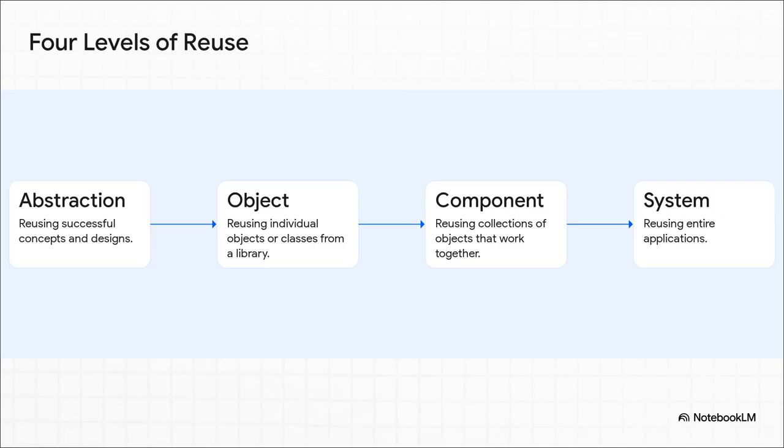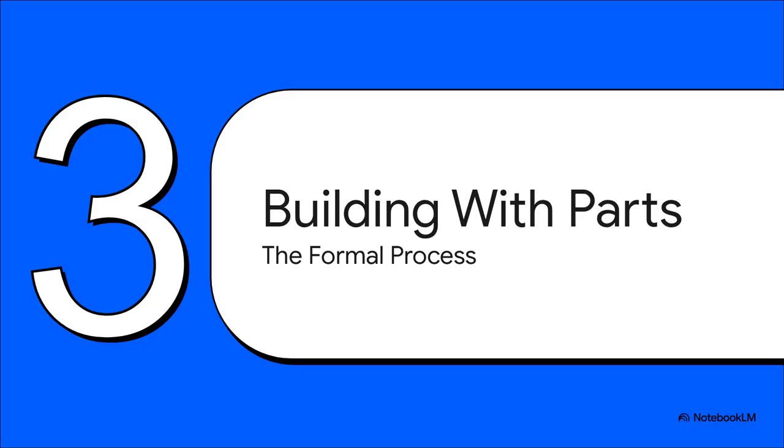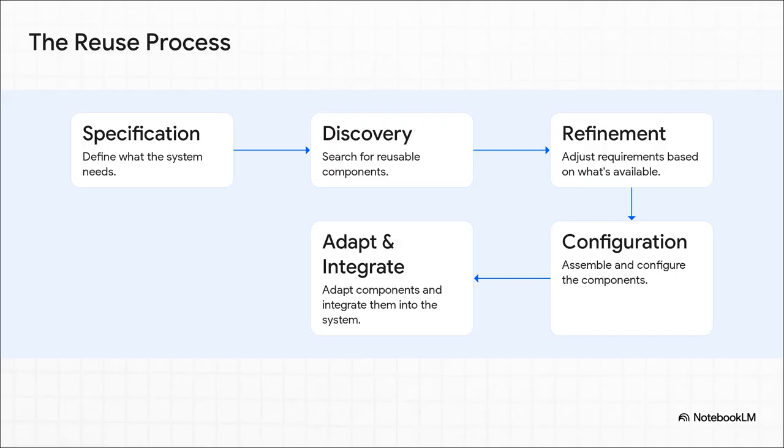an even bigger system. That all makes sense conceptually, but how do developers actually put this into practice on a real project? What does that look like? Well, it follows a formal process that really flips traditional development on its head. You start by figuring out what you need, but then, instead of just starting to design from scratch, developers go into a discovery phase to hunt for reusable components. And here's the key: they might actually tweak the original requirements based on what they find out there. From that point on, it becomes a process of assembling the puzzle, configuring, adapting, and integrating all those pre-built parts.